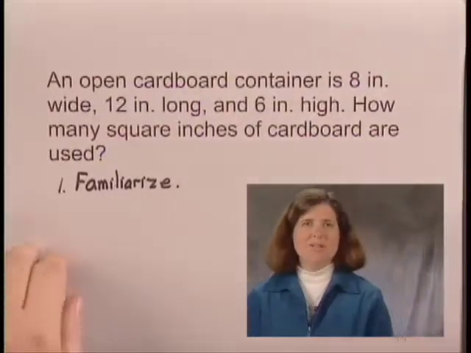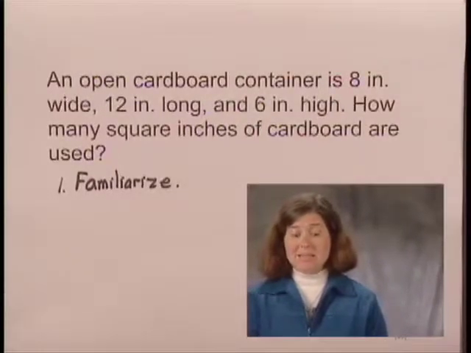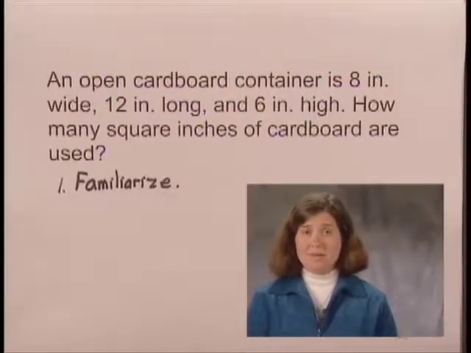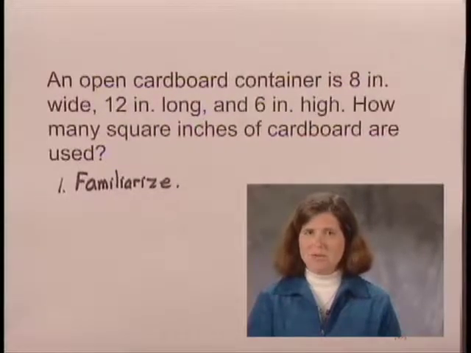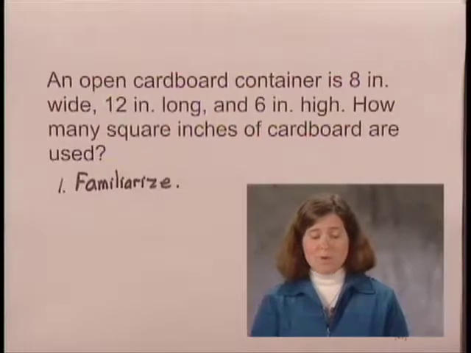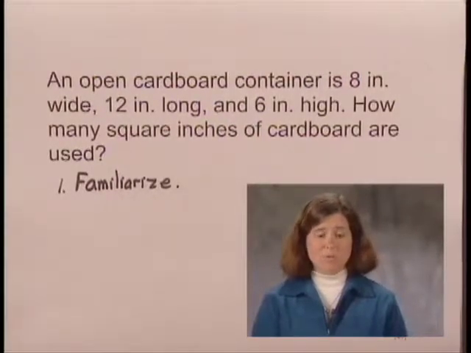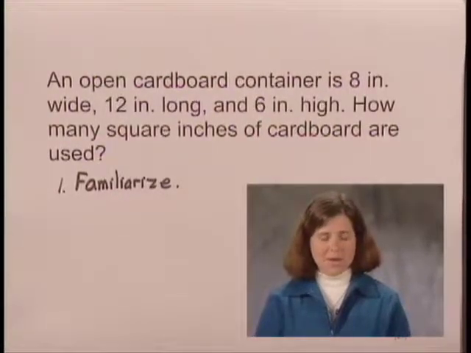This involves reading the question carefully. The first thing you would want to notice is that it says that the container is open. This means there is no top to the container, so we'll be looking at the area of the sides and the bottom. Also notice that we're going to need the cardboard, so we would need area and not volume or perimeter or something else. We need the area of the sides of the box.